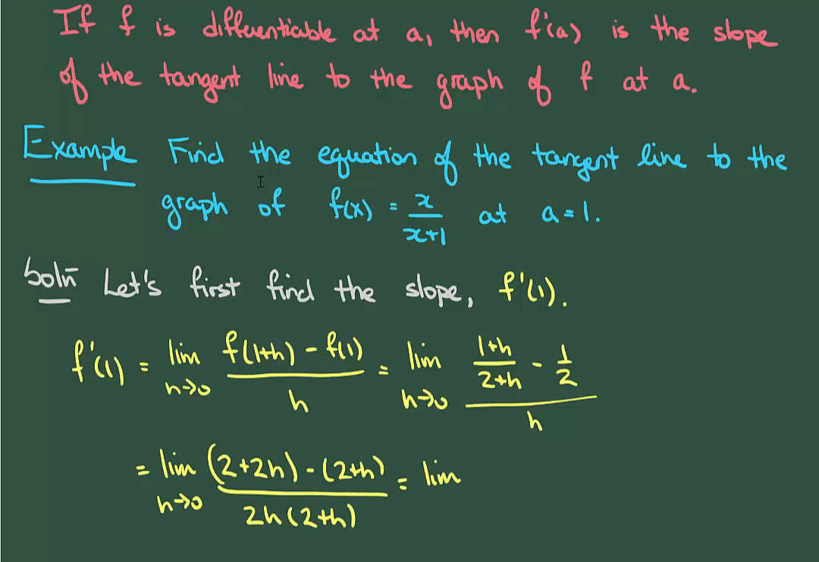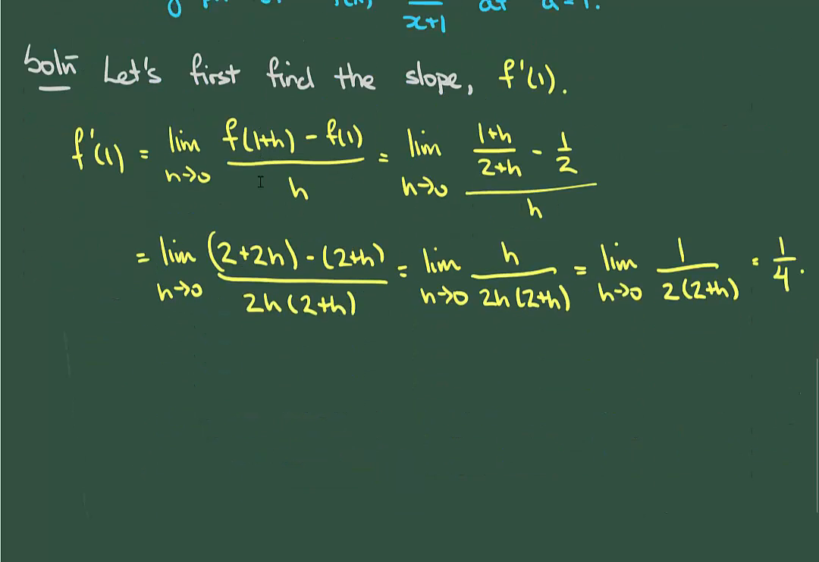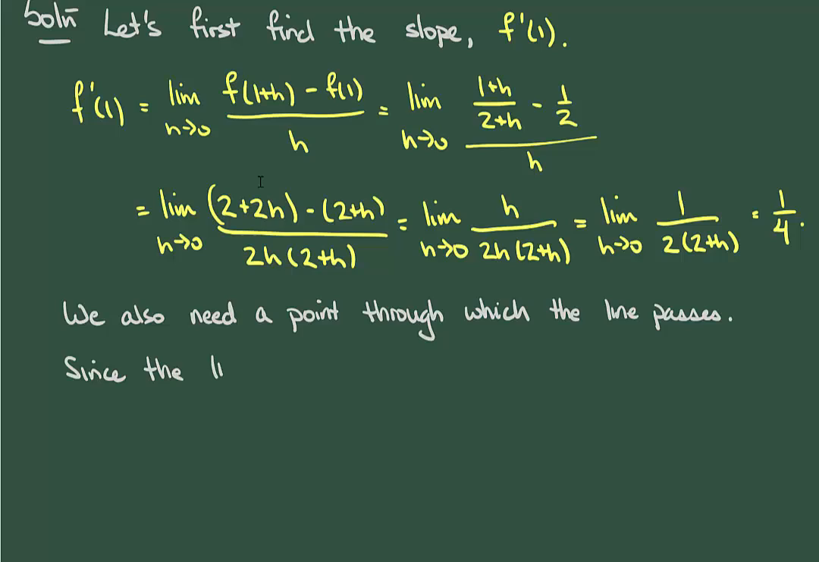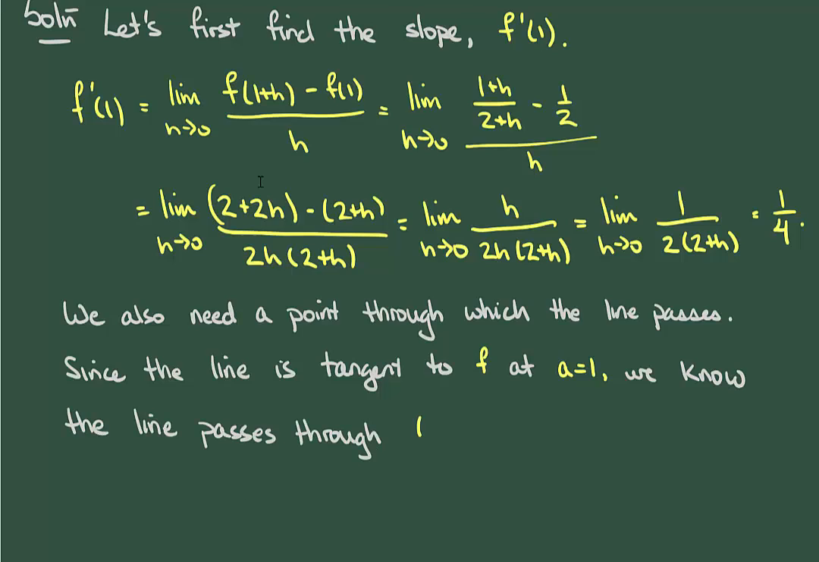I'm going to go through the algebra quickly here, but make sure you try this on your own. And we find that the slope of our line is 1/4. To get the equation of the line, we need a point through which the line passes. Since we know that the line is tangent to f at 1, this means that it must pass through the point 1, f of 1.